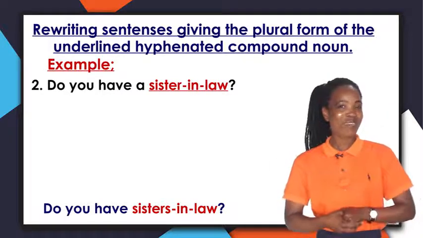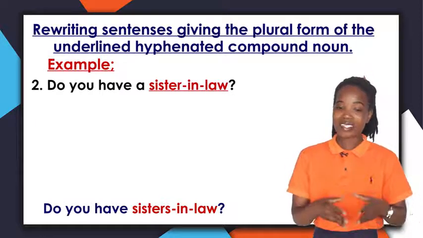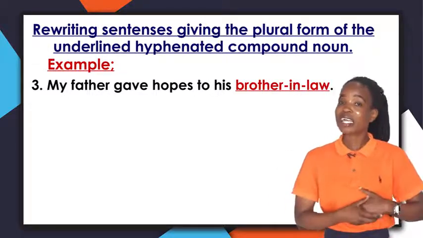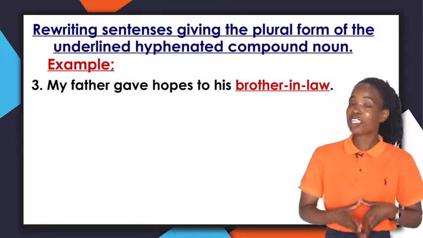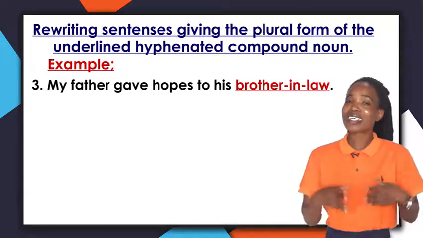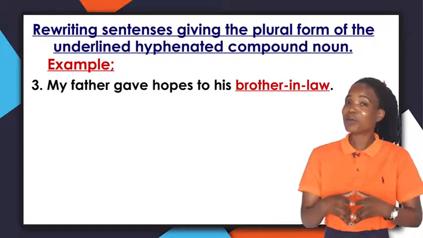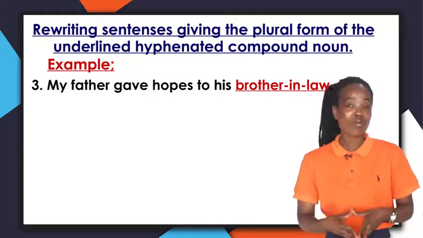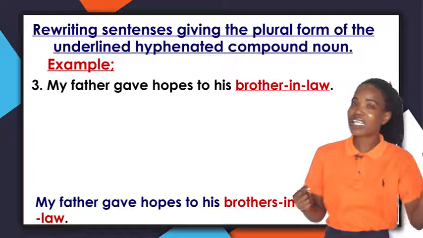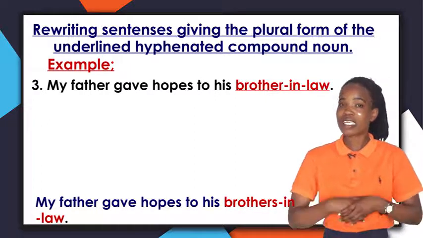Let's go on, my precious viewer, with the next sentence which we are going to rewrite. And it says, my father gave cokes to his brother-in-law. The underlined word, my precious viewer, there is brother-in-law. Therefore, we're going to rewrite this sentence and we give the plural form of that hyphenated compound noun. And the answer is going to be, my father gave cokes to his brothers-in-law. Remember, the plural form of brother-in-law is brothers-in-law.